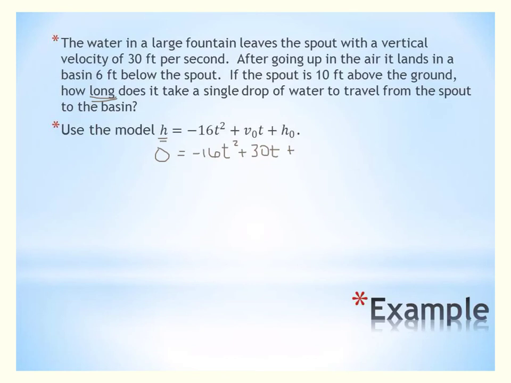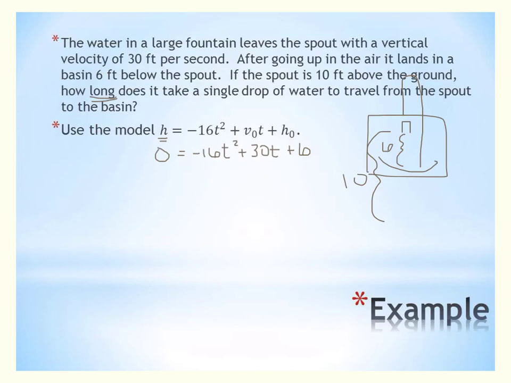So here's the spout, there's a basin that's going to catch it, and that is 6 feet below the spout, so the water is going up and then coming down. If the spout is 10 feet above the ground, but that doesn't really matter because it's stopping in this basin. So we're going to say that the initial height is 6, and we're only going to consider this part of the problem. Okay, because the water is only coming 6 feet below it.